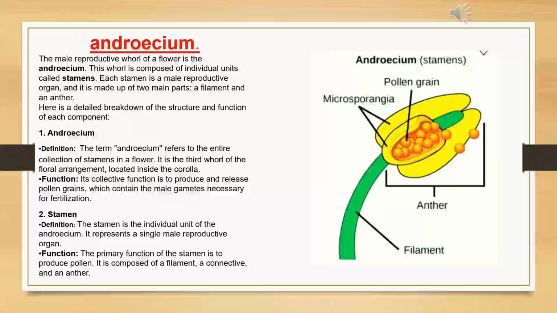The second thing is the stamen. Now, what is meant by stamen? The stamen is an individual unit of androecium. It represents a single male reproductive organ. The primary function of stamen is to produce the pollen. It is composed of a filament, a connective and an anther.